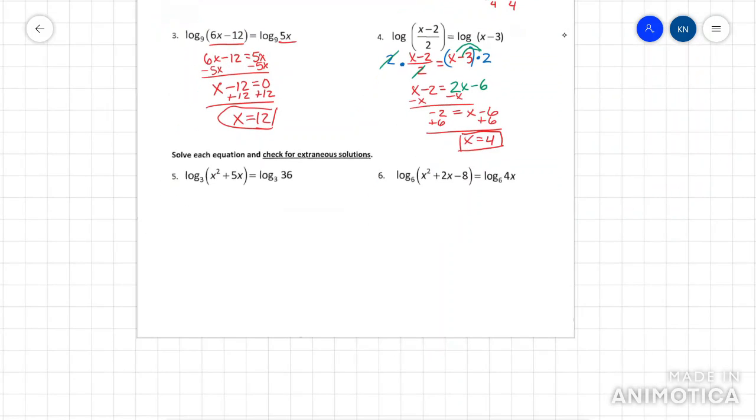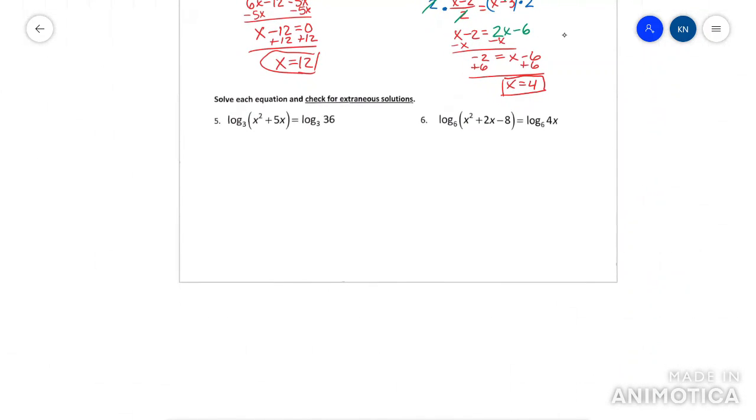All right. Now we get into some of the quadratic ones. These are a little more challenging. You have to know how to factor. So this one, you're going to set x squared plus 5x equal to 36. Now, when you have a quadratic you're trying to solve, you want to get everything to one side. You want to make it equal 0. So you're going to minus 36. And you do this so that you can see if you can factor it.